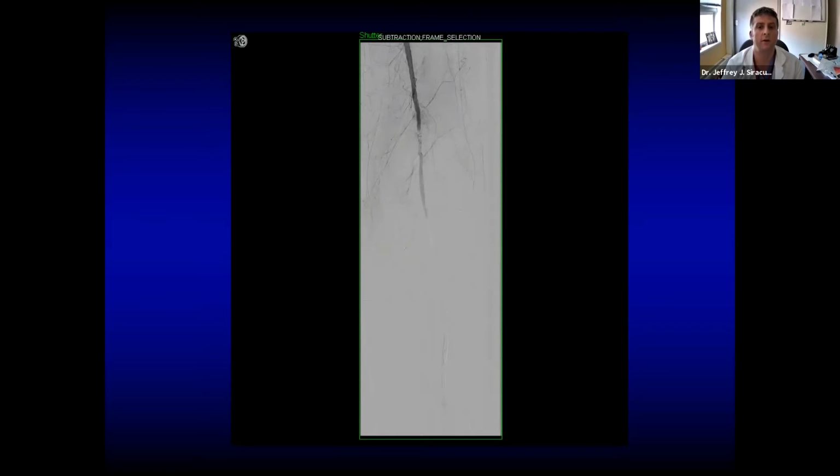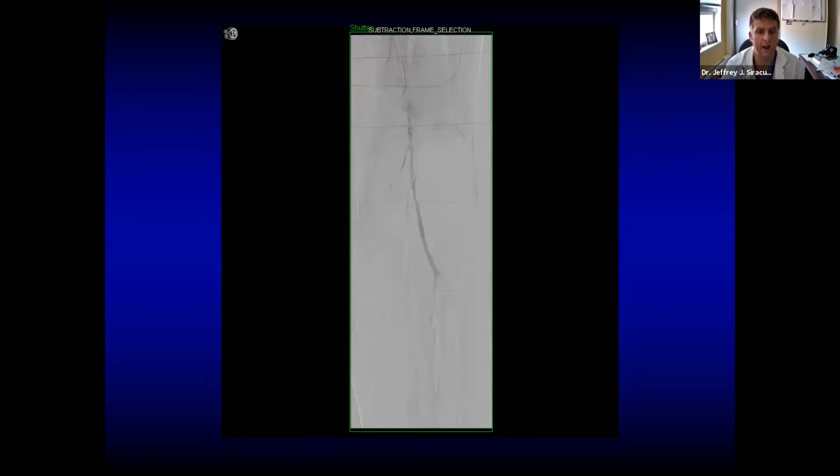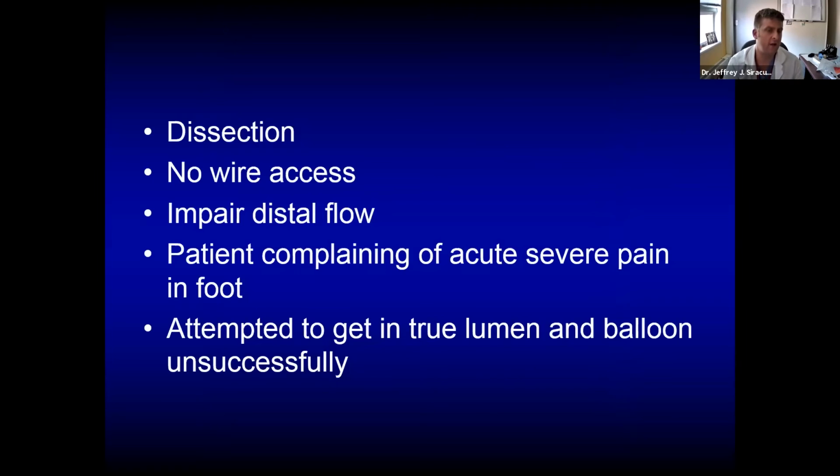This is actually my partner's case. At this point, I got called into the room to help with the procedure. Another angiogram shows very delayed filling distal to this area and really no flow distally. The patient clearly had a dissection at this point, and the wire access across the area was unfortunately lost during transfer. We were unable to get our wire into the proper plane despite multiple attempts. We had pretty severe poor flow distally. The patient acutely started complaining of severe pain in the right foot and started moving on the table and getting agitated, and we were unable to get across this.